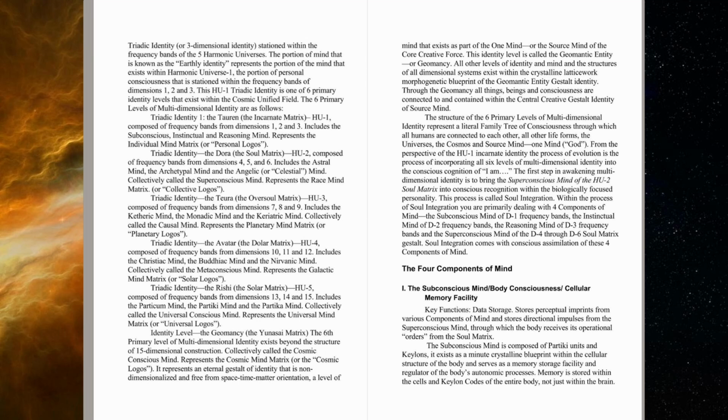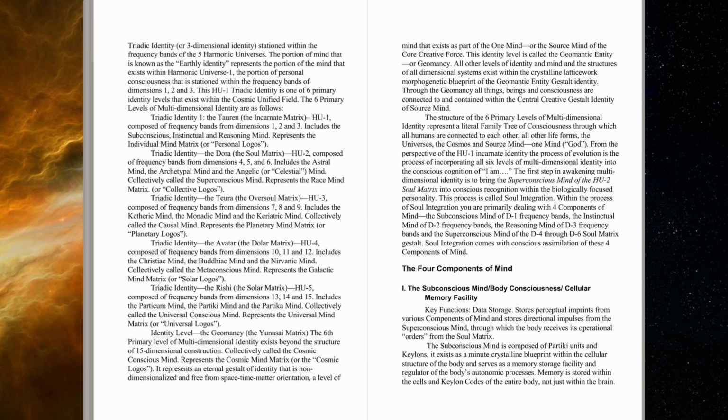From the perspective of the Harmonic Universe 1 incarnate identity, the process of evolution is the process of incorporating all 6 levels of multidimensional identity into the conscious cognition of I Am. The first step in awakening multidimensional identity is to bring the superconscious mind of the Harmonic Universe 2 soul matrix into conscious recognition within the biologically focused personality. This process is called soul integration.